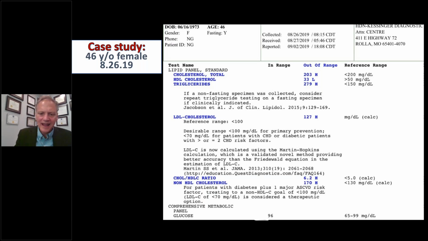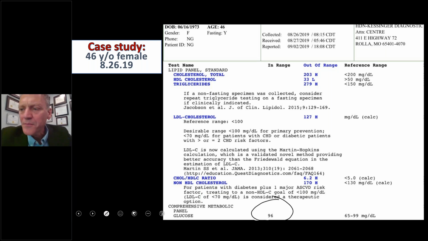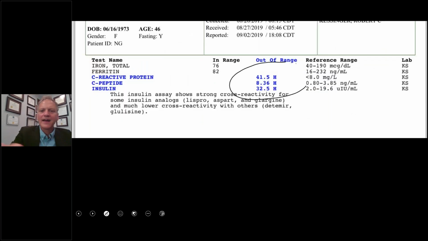Here's the glucose at 96. Look at this, I want to show you something here. The glucose was 96, but they had all of the patterns of insulin resistance. So what did I do? I actually went ahead and ran their insulin. Now I will tell you that is off the charts, 32.5.